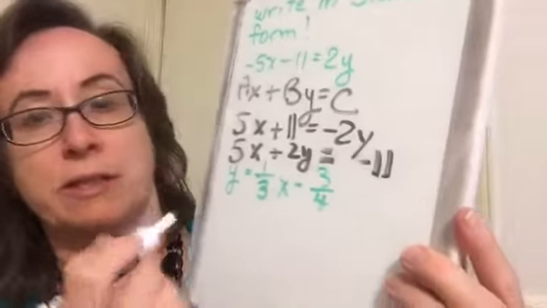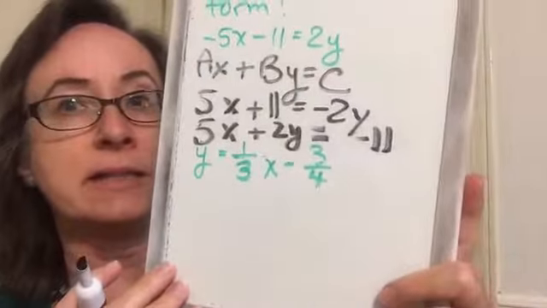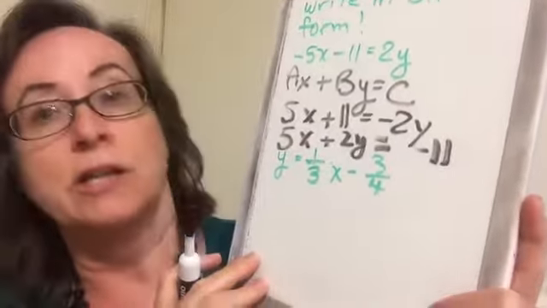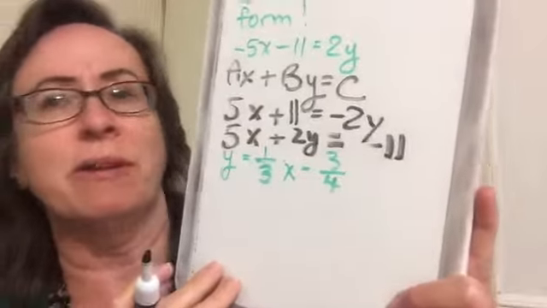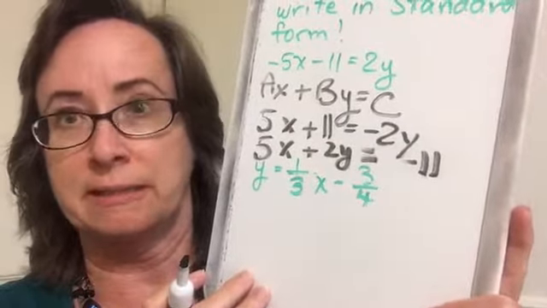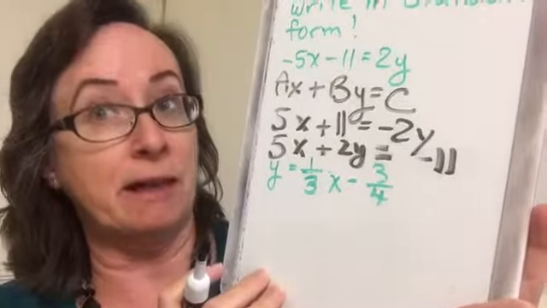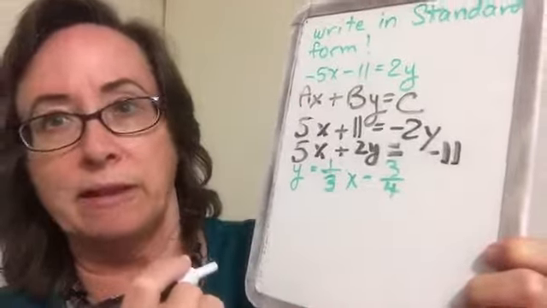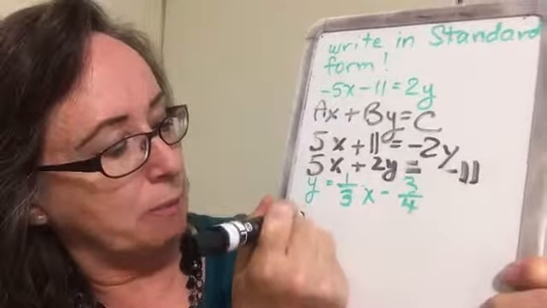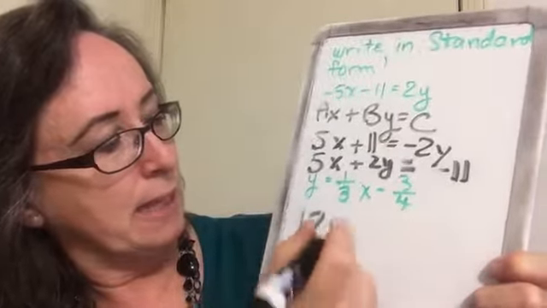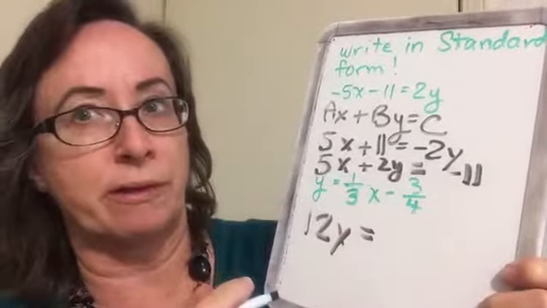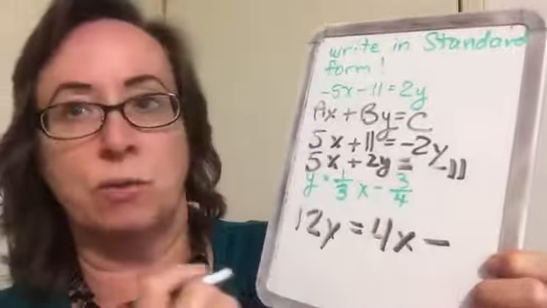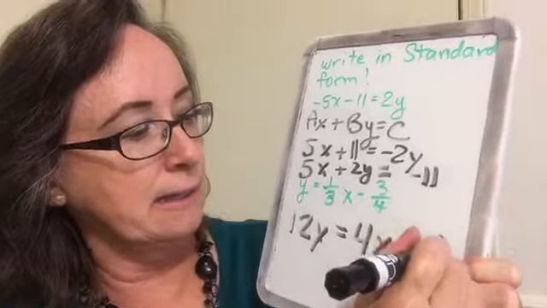So now we're going to do this one on the bottom, which is already in slope-intercept form, and we want to put it in our standard form. So what we're going to do is first get rid of those fractions. Fractions are not going to be in standard form. So why don't we multiply everything through by the least common denominator. So we're going to multiply everything through by 12, and we're going to end up with 12y is equal to 12 times 1/3 is 4x, and then minus 12 times 3/4 is 9.